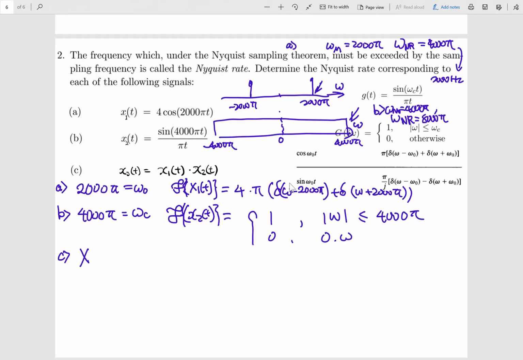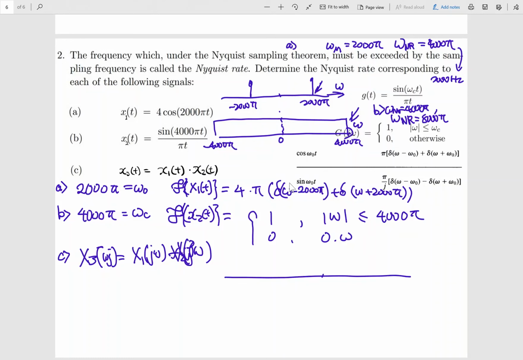First, let's write some equations. X3(j omega) equals X1(j omega) convolved with X2(j omega). And we don't have to do any math here. We just do the convolution by graph because we're shifting it, right? And actually we don't care about the shape of the result. We only care about the non-zero frequencies.